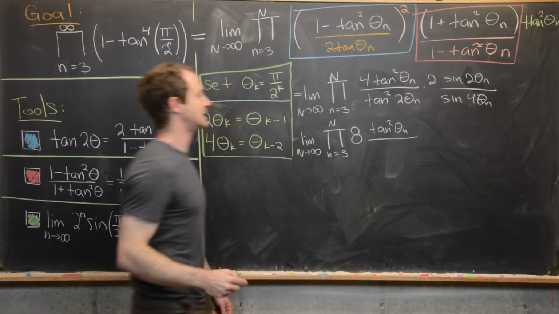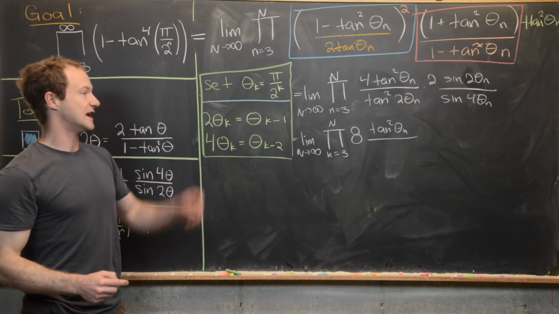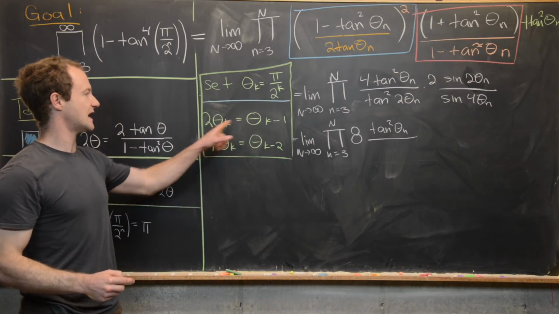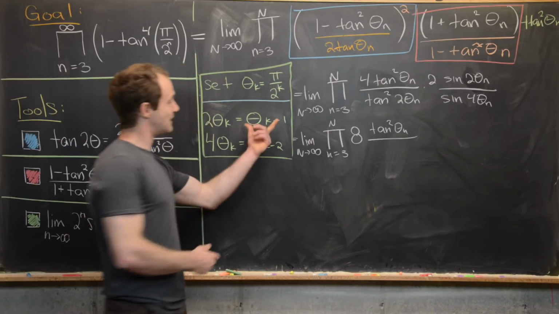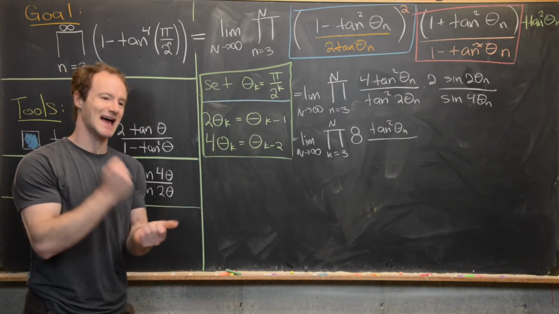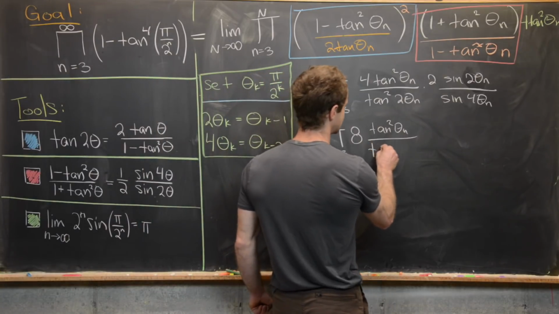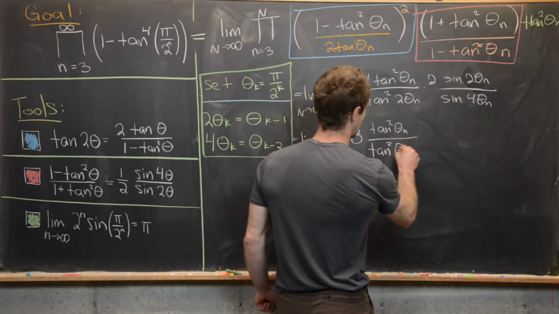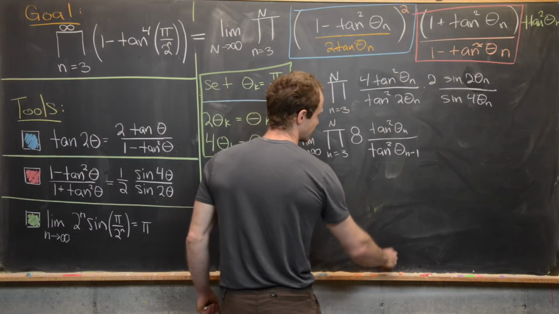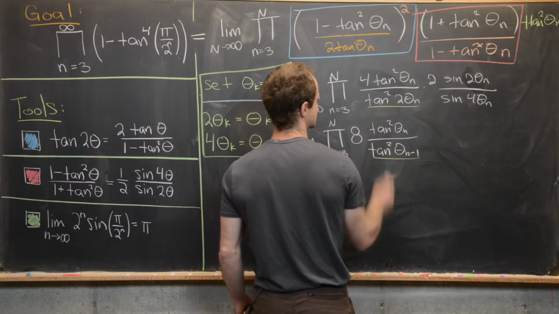And now I have tangent squared theta 2 theta n in the denominator. But notice 2 theta n will be theta n minus 1. But that's a really nice substitution because that builds our telescoping action. So I can rewrite this as tangent squared theta n minus 1. So just to reiterate, this is the replacement that I've just made.